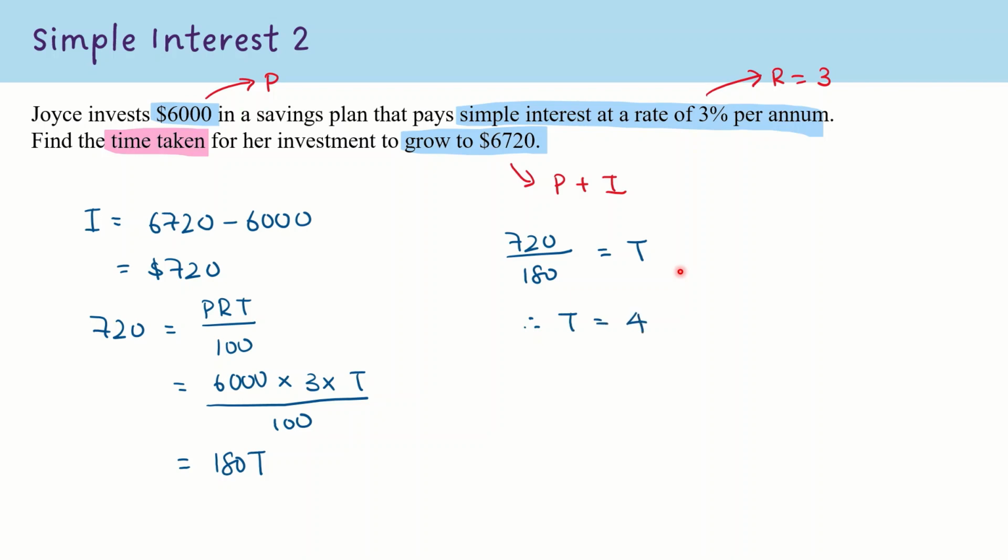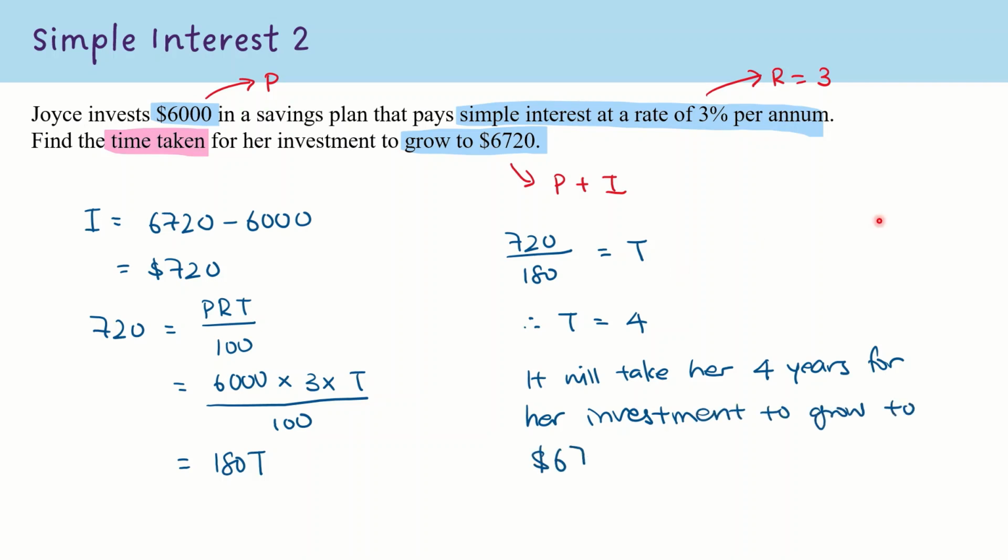Therefore, we conclude that it will take her 4 years for her investment to grow to $6,720. I hope that you are able to understand the solving of this question.